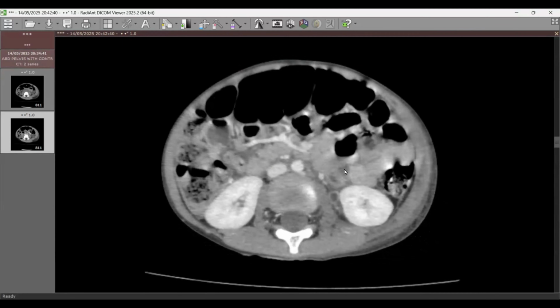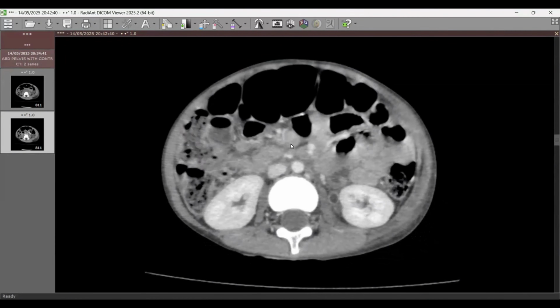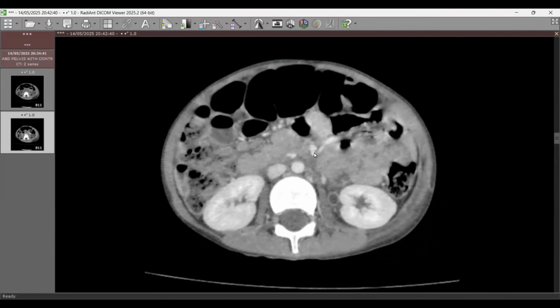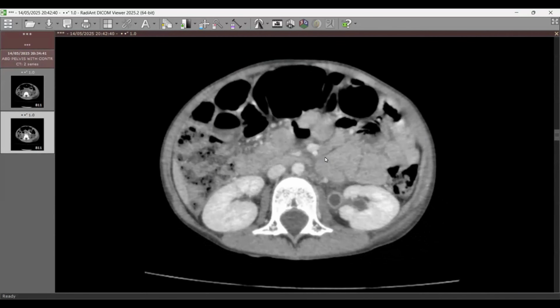Okay, so you say this is extraperitoneal. Why do you think it is not intraperitoneal? Yes, here I can see these are vessels rather. So I cannot see any contrast extravasation within the bowel loops. So that's why I'm expecting that this is extraperitoneal.